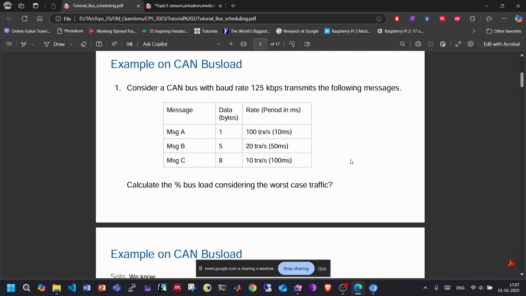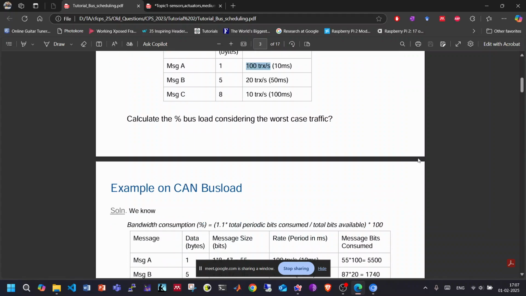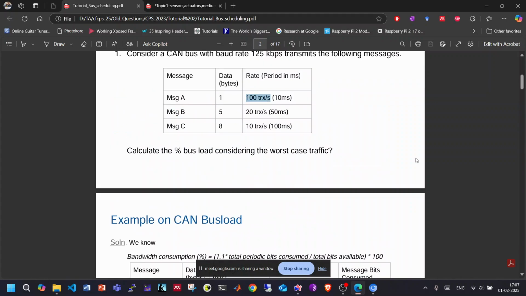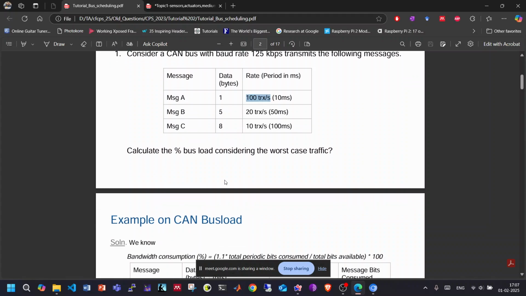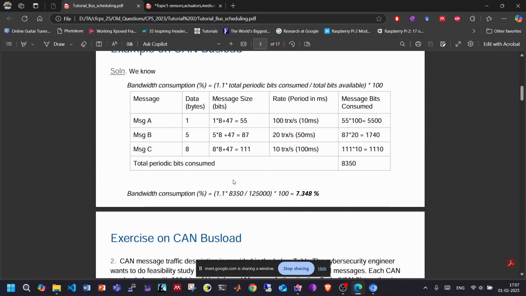How to calculate, sir? Please show one. So 100 transmissions in a second means what? What is the periodicity? Basically 1 by 100, right? So that is the frequency, transmission per second. So the reverse of that is the time period. So we know how many times it is getting transmitted every second, and we are trying to compute the percentage bus load for the worst case traffic.